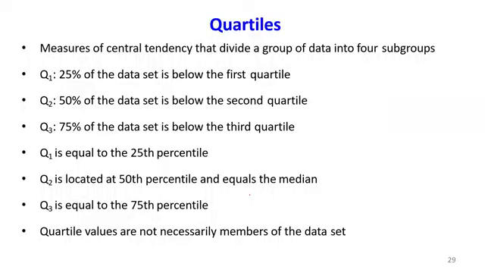Now the second comes the quartiles. There is a difference between percentiles and quartiles. Quartiles divide the data into 4 equal parts, just like quarters. In a year we have 4 quarters, and every quarter has 3 months. So here also the data is divided into 4 equal parts, that means 1/4 of the data each.